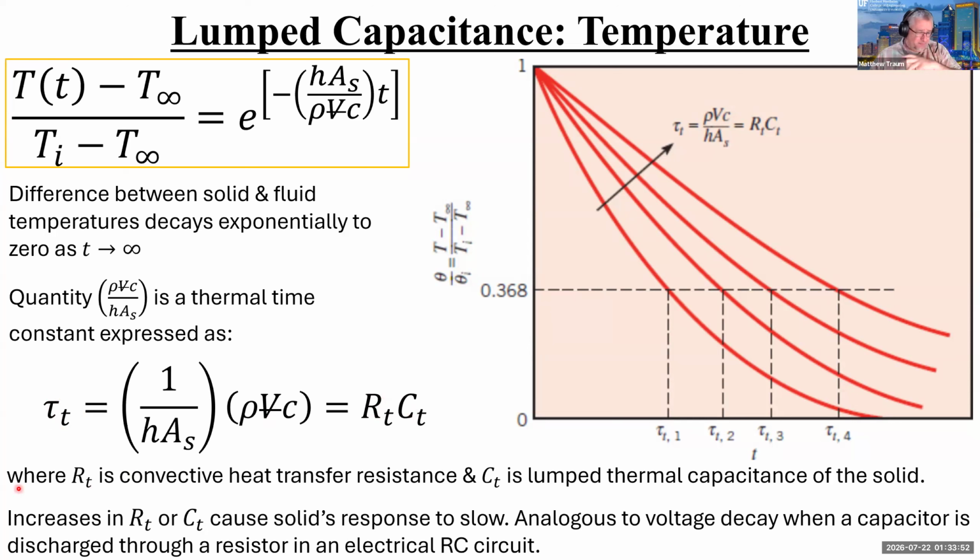And so I say here, you can write this time constant as R_t C_t, where R_t is a convective resistance to heat transfer, right? 1 over hA. And C_t is the lumped thermal capacitance of the solid, right? The ability of the solid to absorb thermal energy.